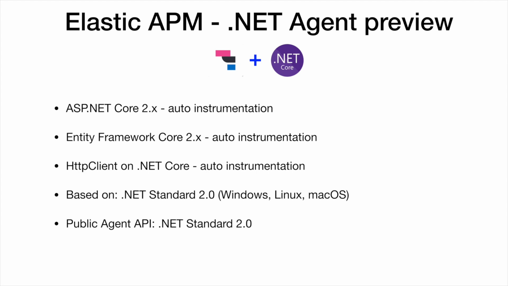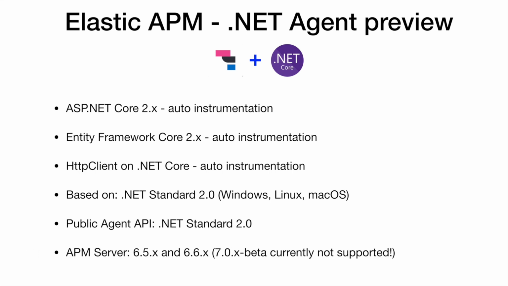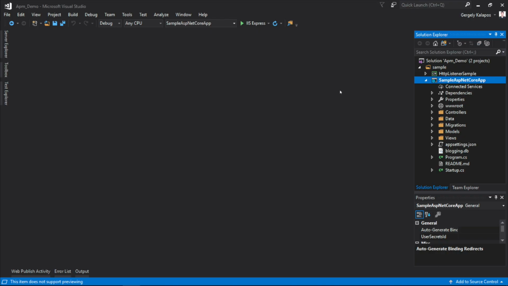So these are the frameworks that we currently support, and additionally I would like to mention that the preview agent is tested with the APM server version 6.5 and 6.6, so if you try the agent, make sure that you are on one of those versions. Alright, now let's see this in action.